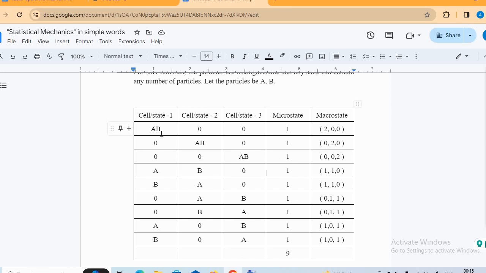We have placed all the particles here in one combination. We have all the particles here, we have one combination, we have all the particles here, we have another. You may have A and B in separate cells, and B and A, you can just interchange this one and you have this. So there are a total of 9 possibilities. These 9 possibilities are known as microstates, and the macrostates are given by this one. Just see, these are similar types of arrangement. They are similar types of arrangement over here.